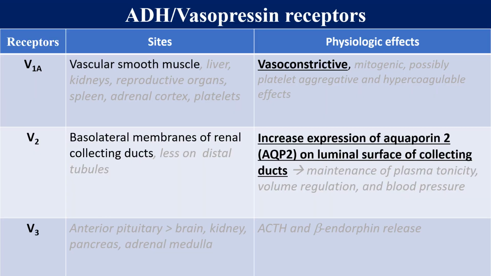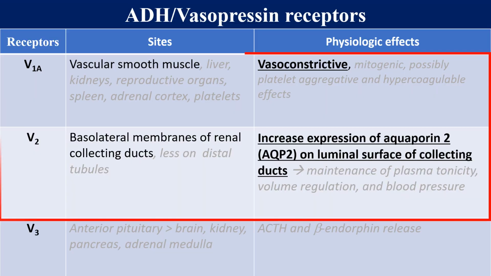Upon release into circulation, ADH binds to different receptor types to exert its end organ effects. Binding of ADH to V1A receptors leads to vasoconstriction of vascular smooth muscle. Binding of ADH to V2 receptors on the basolateral side of collecting ducts increases the expression of water channels aquaporin 2 on the luminal side to allow for luminal water reabsorption.